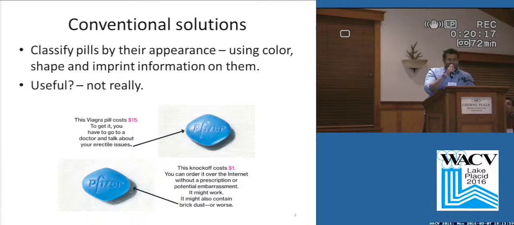Conventional solutions for pill recognition basically focus on the appearance of the pill, that is the color, the shape, or the imprint information. But as you can see from this example, the people who make the fake medicine do a pretty good job of mimicking the appearance of these pills. So these methods might not actually rise to the occasion.